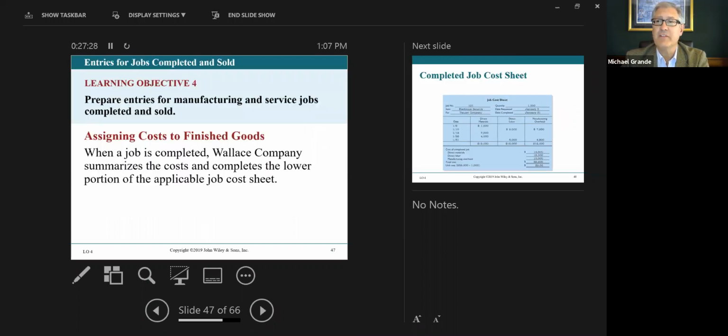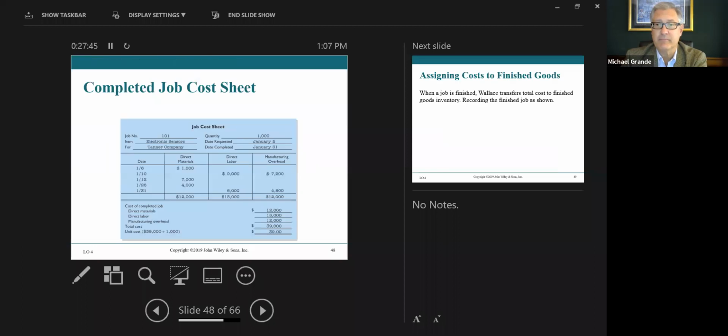Prepare entries for manufacturing and service jobs completed and sold. Assigning cost to finished goods. When a job is completed, you have to move it to finished goods. Wallace Company summarizes costs and completes the lower portion of the applicable job cost sheet. So they have completed this job. Job number 101 is completed.